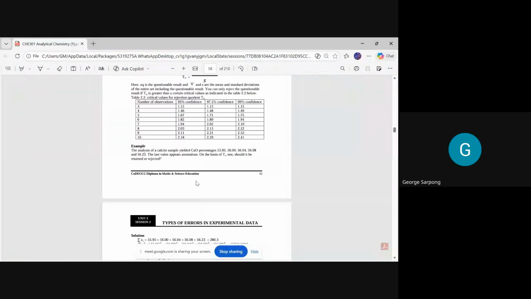Example: the analysis of a calcite sample yielded calcium oxide percentages of 55.95, 56.00, 56.04, 56.08, and 56.23. The last value appears anomalous on the basis of the TN test. Should it be retained or rejected?